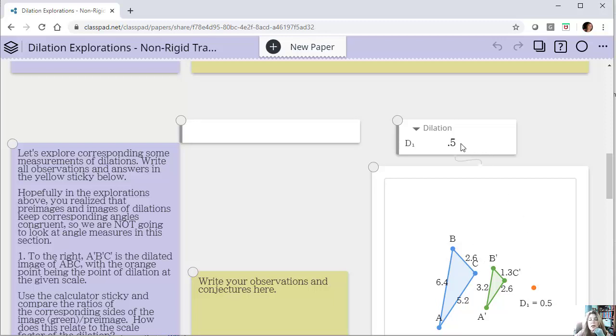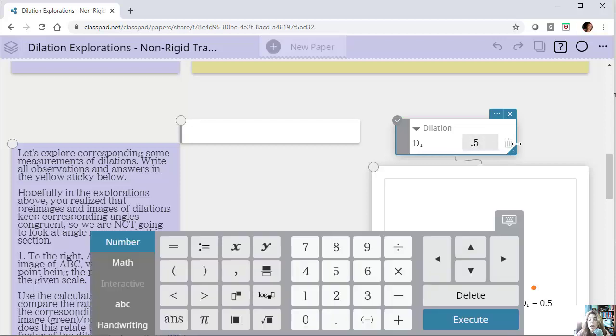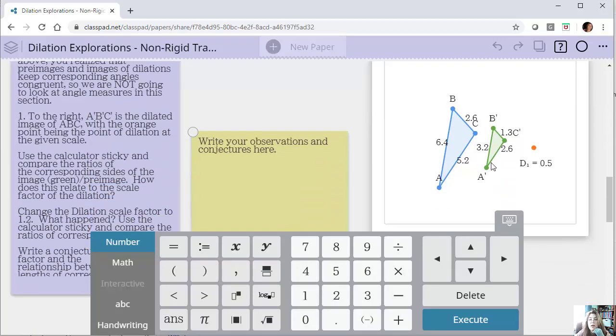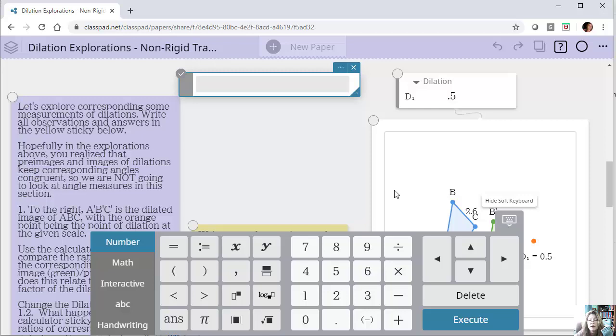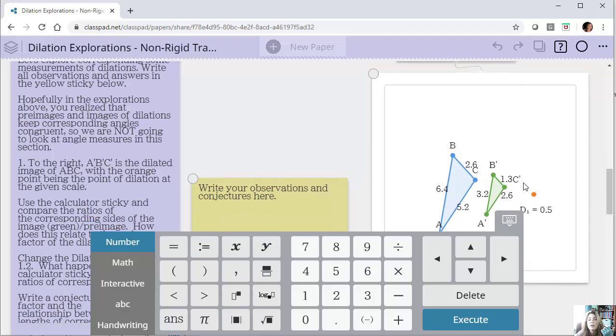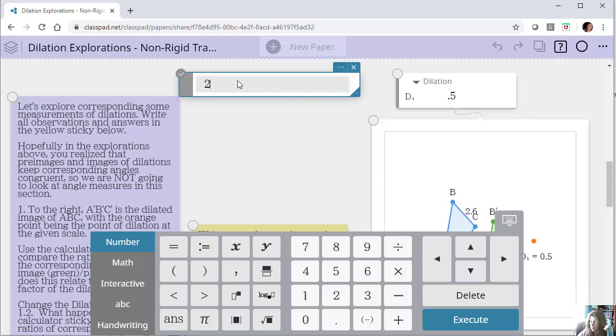And instead of a slider, the dilation here is a given number. And they're going to explore things, again, moving the dilation point, moving the angles, and they're going to actually do some calculations. So one of the things that's asked is, all right, what's the ratio between corresponding sides? How does that connect to this scale factor? And so they can just go up here to the calculate sticky, and we're going to do pre-image over image. So it's 2.6 in this particular case over, what was it, 1.3.